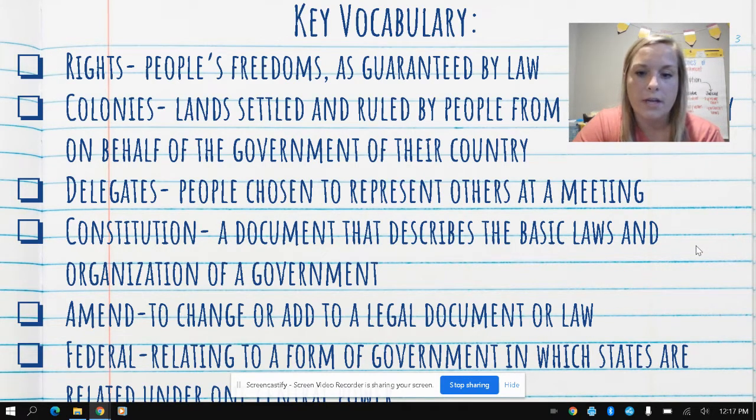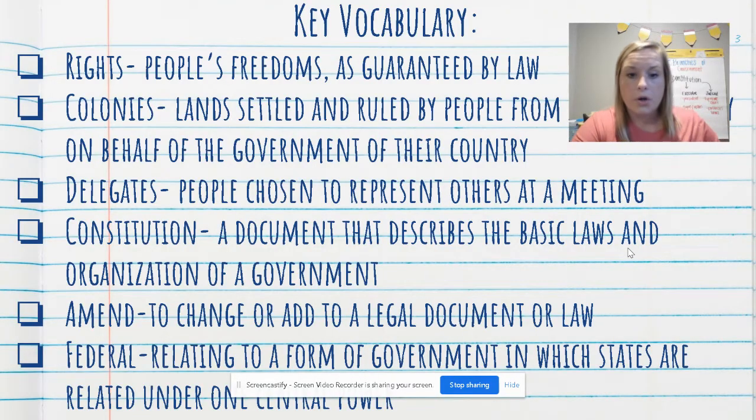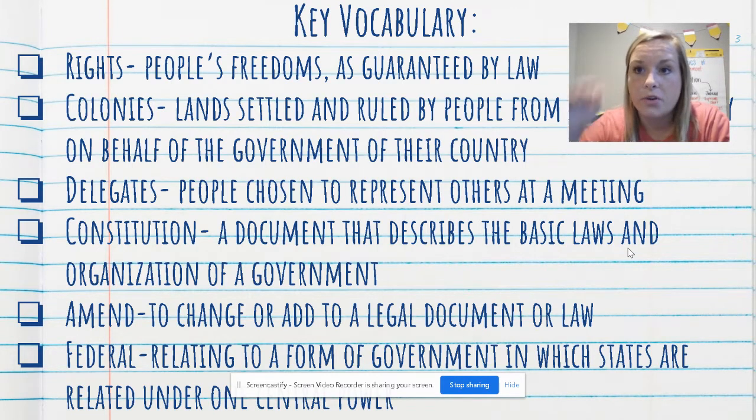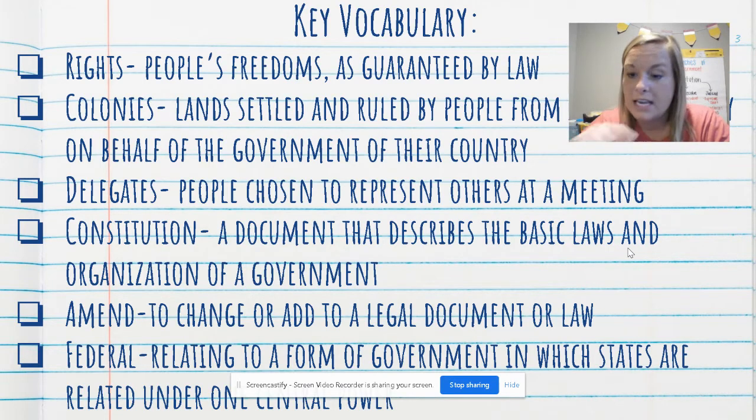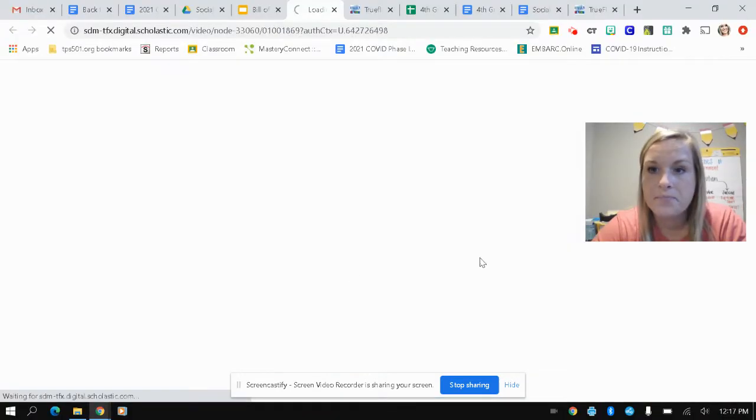And then you have federal. It's relating to a form of government in which states are related under one overall power. So federal is our highest form of government: federal, state, and then local. Federal for the United States would be all of the United States, whereas state law would just be by Kansas, and then local would be just in Topeka or Shawnee County. Okay, so what does the Bill of Rights mean to me?